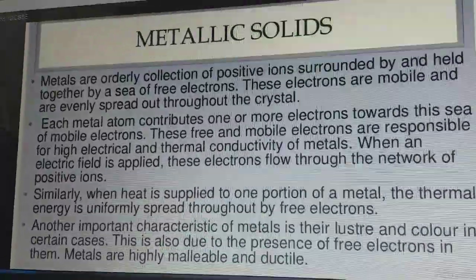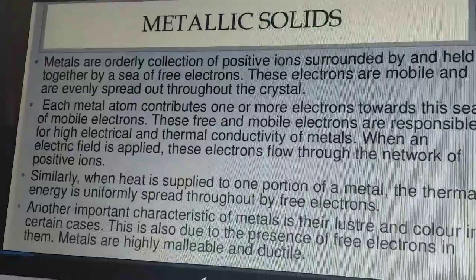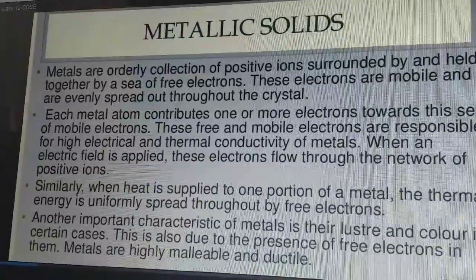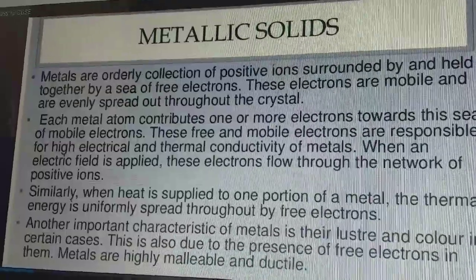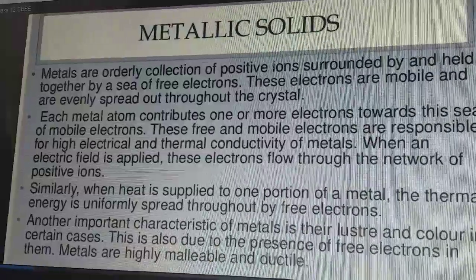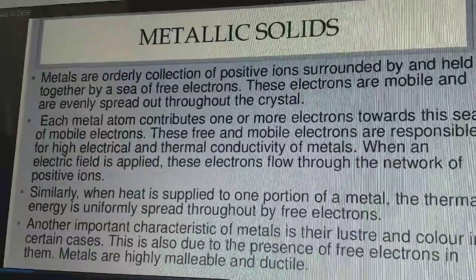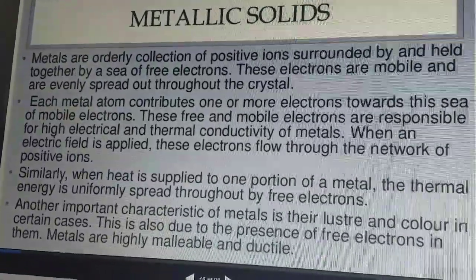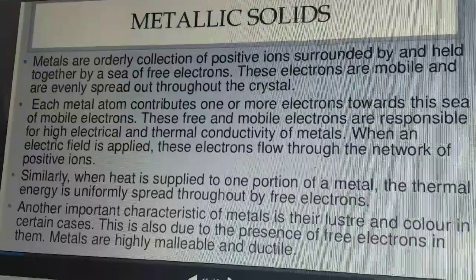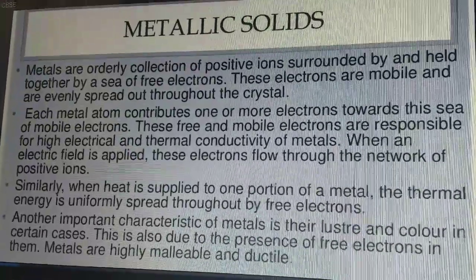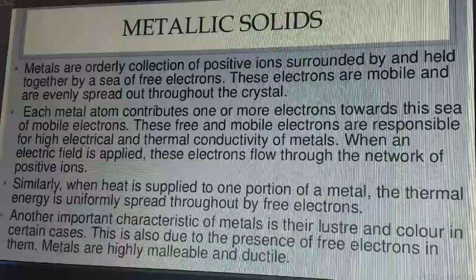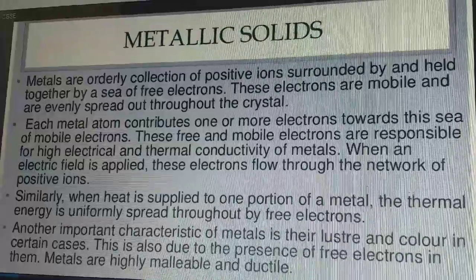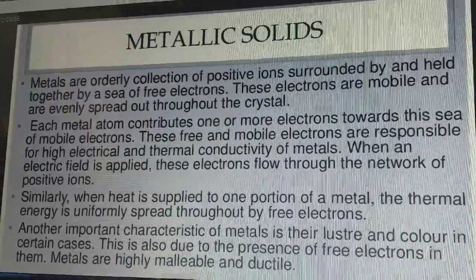So when you prepare any hot item, by mistake you introduce a metal spoon inside and forget to take it out. Suppose you touch it after a minute, what will happen? You feel hotness, right? Only one end is inside the sambar or kurma. The other end naturally gets heated. Why? Because it is an alloy, a mixture of metals again. So when heat is supplied to one portion of a metal, the thermal energy is uniformly spread throughout by free electrons. Another important characteristic of metals is their lustre.